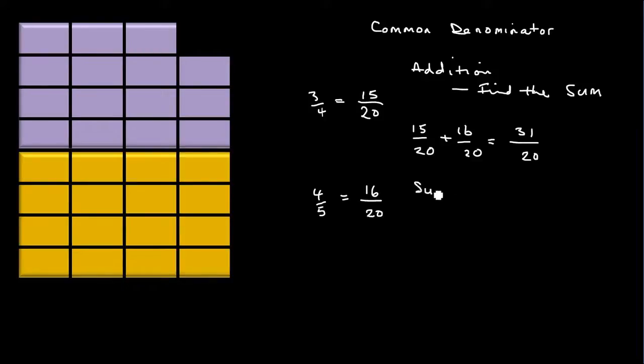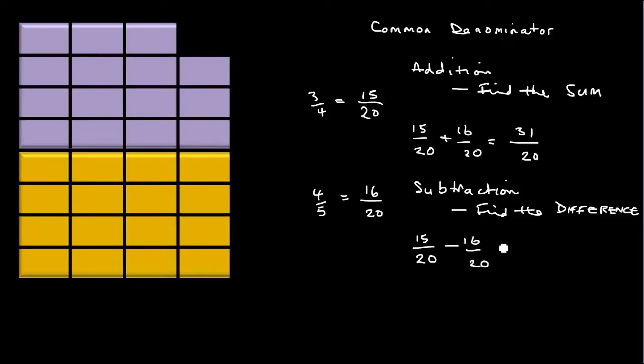Let's now have a go at subtraction. And what exactly do we mean by subtraction? It's about finding the difference this time between those two numbers. Now this can be a little bit confusing because it's a little bit more than just finding the difference. Let's, for example, start with our purple, 15 20ths, subtract our 16 20ths, and we're going to get here clearly minus 1 20th.